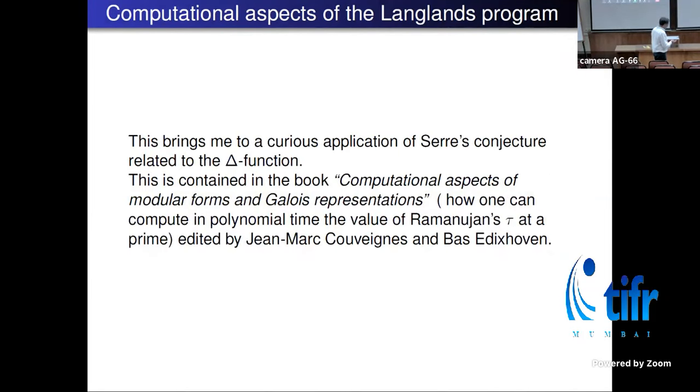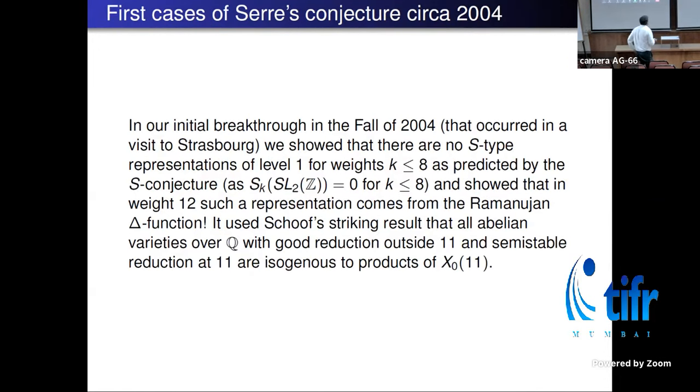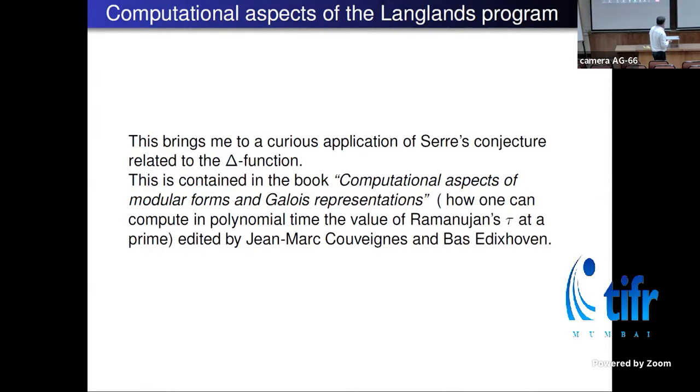Now let me come to the last part, how much time do I have? Okay, in the last 6 minutes, let me come to this book of Bas Edixhoven, Computational Aspects of Modular Forms and Galois Representations. They set themselves the task of computing tau p, coming up with an algorithm to compute tau p in polynomial time in log p, at least a theoretically efficient algorithm.